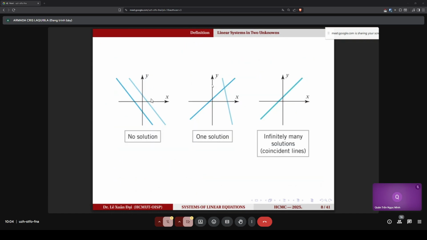So you have here two parallel lines, so no solution. Here, one solution only, the 1 point here in the intersection. And then here, infinitely many solutions because they coincide in just one line. Actually, they're just the same lines.